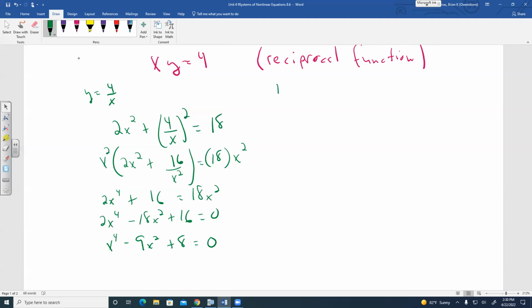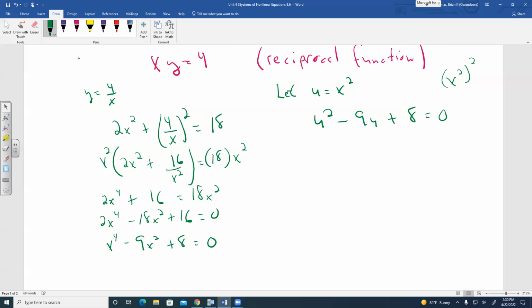Now what I can do to make it look more quadratic is say let u equal x squared. By doing so, I can now change this to u squared minus 9u plus 8. Because again, x to the 4th would be the same thing as x squared to the 2nd power. But if I replace x squared with u, that just turns into u squared. And this is going to equal 0.